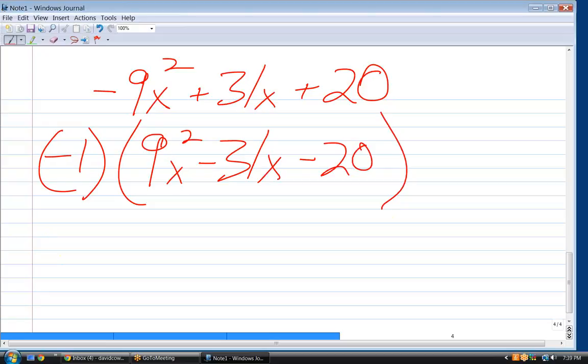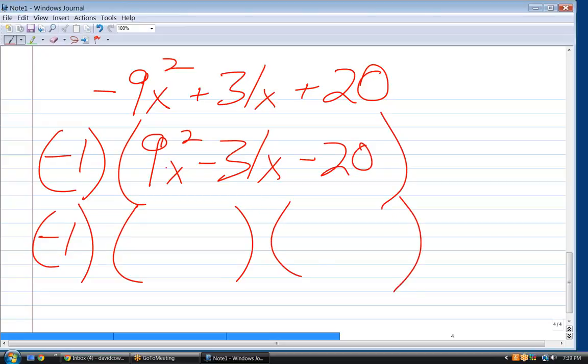Now, this is a lot harder to factor merely because there's so many more combinations. There's lots of combinations of factors for 9, well, there's 9 and 1 and 3 and 3, but there's lots of factors for 20 also. So where are we going to begin?